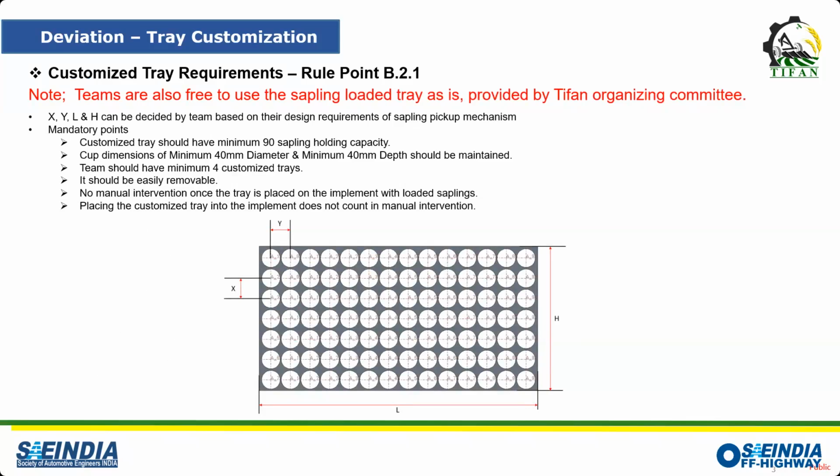There are many challenges which we heard from the teams and students, that it would be difficult to pick up the sapling from this dense sapling tray which we are providing. So we'll be giving one liberty to the students, that they can have their own sapling tray designed or customized, but there are a few points which need to be taken care of. The tray should have a minimum of 90 saplings holding capacity. It is a minimum; the maximum is your wish. And you should have at least four customized trays of minimum 90 sapling holding capacity.